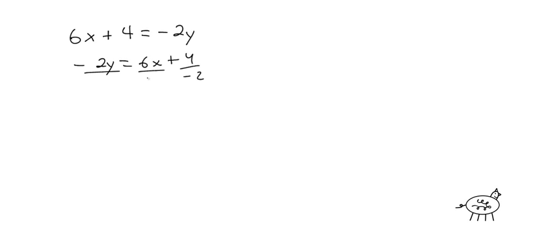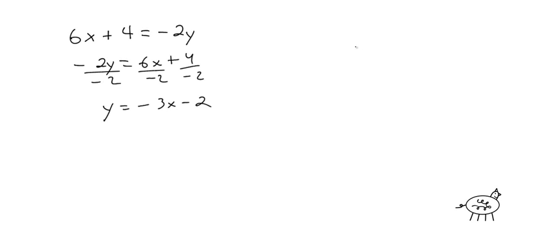So how about if we give you a really weird one? How about 6x plus 4 equals negative 2y. Okay, well, again, you should know how to solve it. I would flip it around. I would write negative 2y equals 6x plus 4. And then divide everything by negative 2. So y equals negative 3x minus 2.